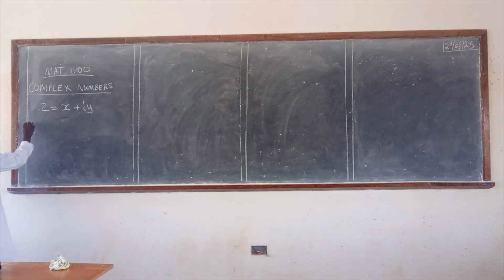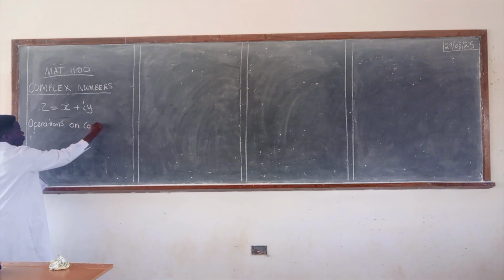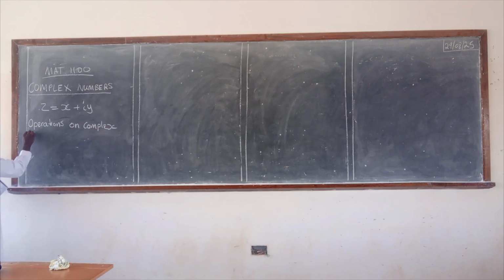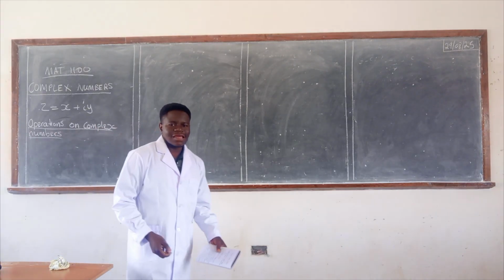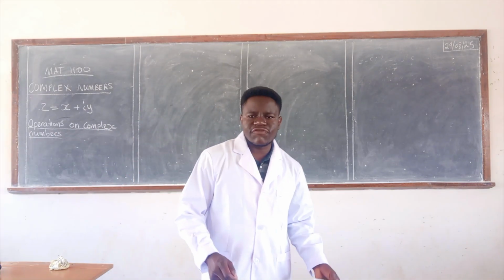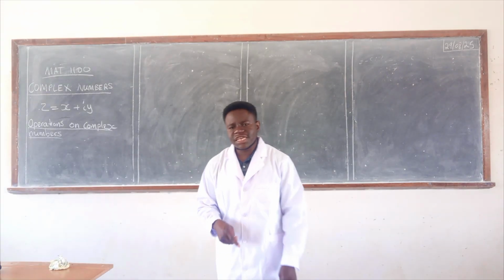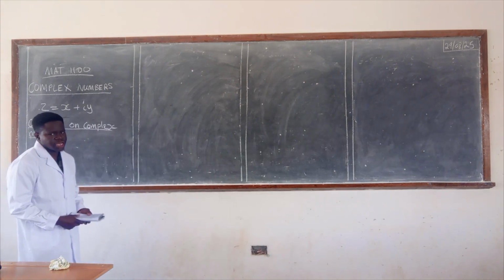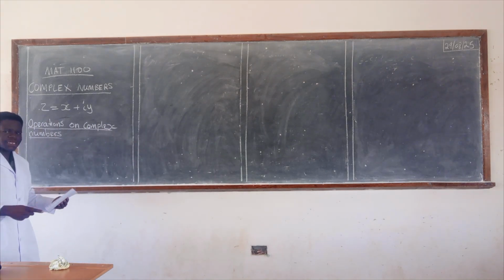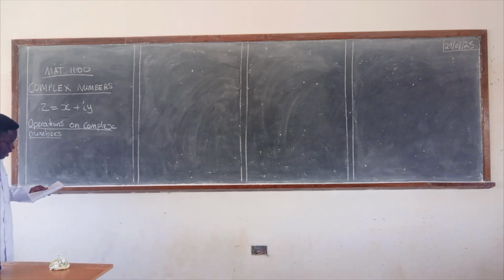We're going to look at the operations on complex numbers. When we say operations on complex numbers, we mainly mean how complex numbers behave when we come to addition, multiplication, division, and subtraction. Addition and subtraction we're going to put together. Then we're going to look at multiplication, then division. We're going to start with addition.